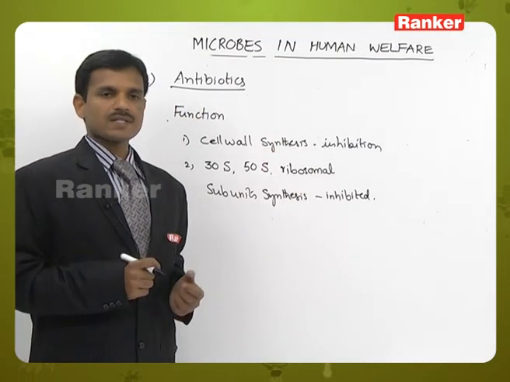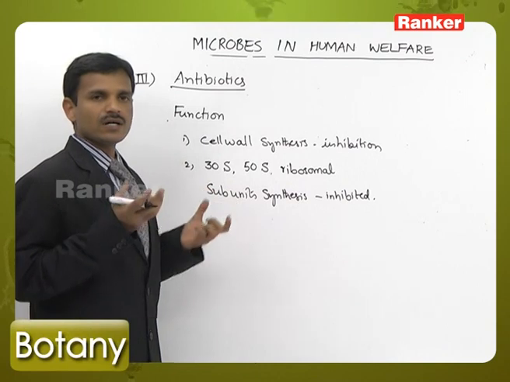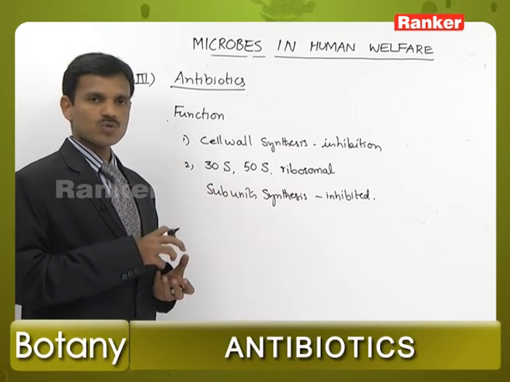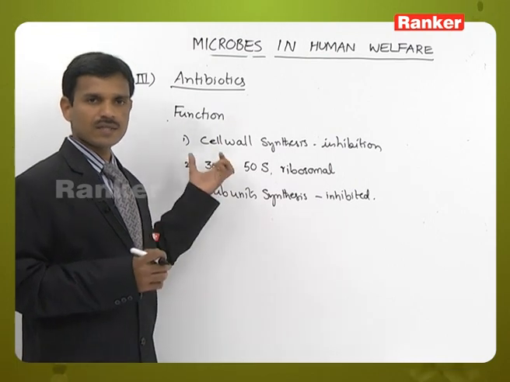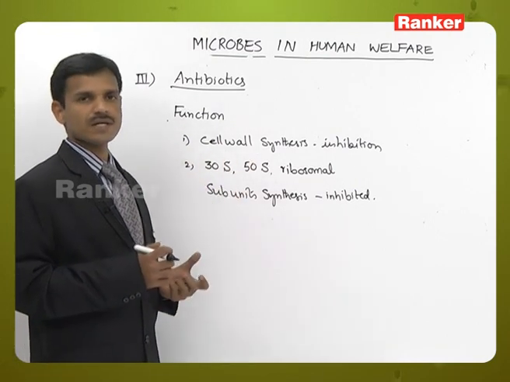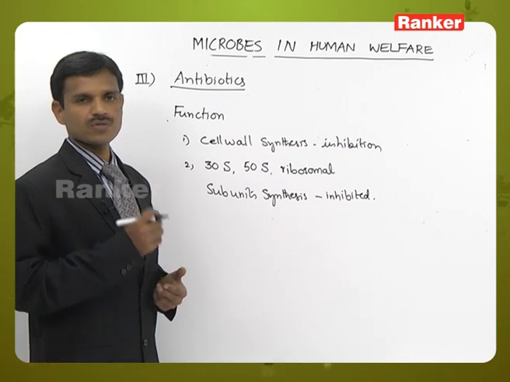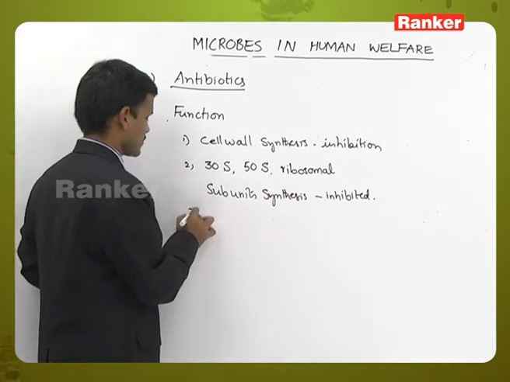Next, protein synthesis. 30S and 50S mean the ribosomal subunits. Ribosomes are the protein factories. They are synthesizing the proteins. If the 30S and 50S subunits are not synthesized, there is no protein synthesis. So protein synthesis is also inhibited.